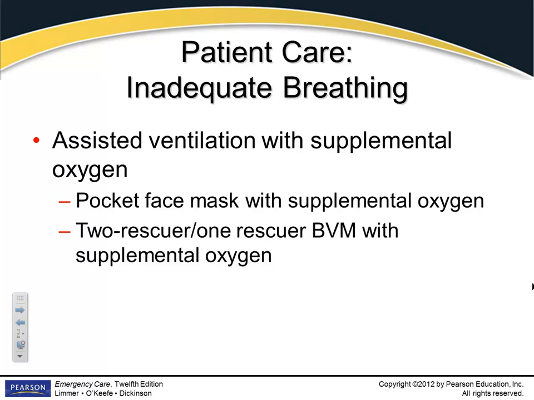The second choice is going to be 2 rescuer BVM with supplemental oxygen. That means somebody's holding the mask on the face to make sure they have a good seal, and then somebody else is squeezing the bag. So if you've got 2 people doing that, that's going to be your next best choice. So that's what you need to be doing in the field. You really need 2 people. And you can use a family member, you can use a bystander to squeeze that bag for you. You can say, too fast, not fast enough. I'm going to count it down for you once every 6 seconds. You know, you can monitor that. You can direct them.